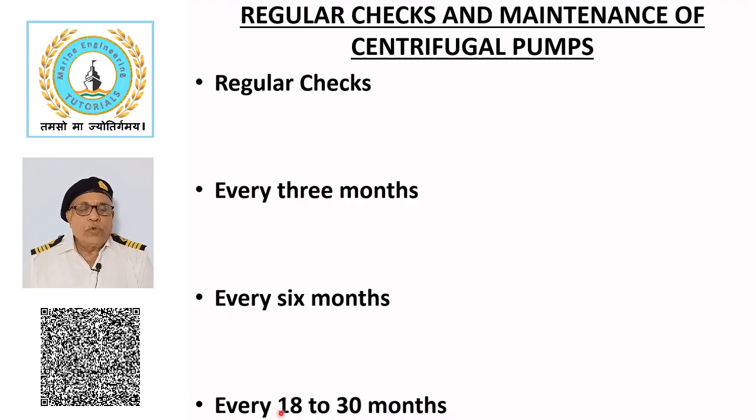Every 18 to 30 months: usually, a seawater pump requires inspection every 18 months, whereas a freshwater pump may be inspected after 30 months. During this inspection, wear rings, mechanical seal, shaft sleeve, line bearing, etc. may be renewed depending on their condition.